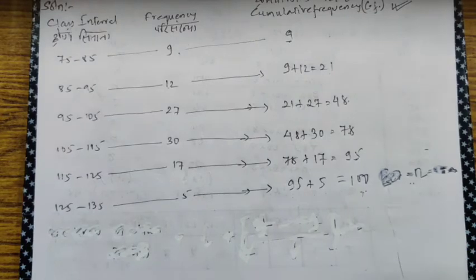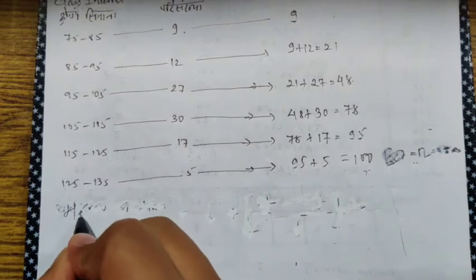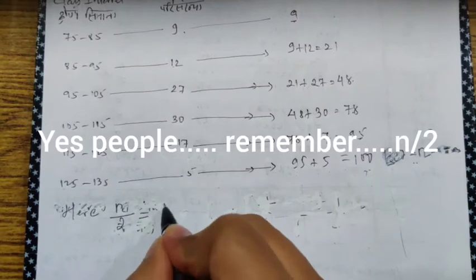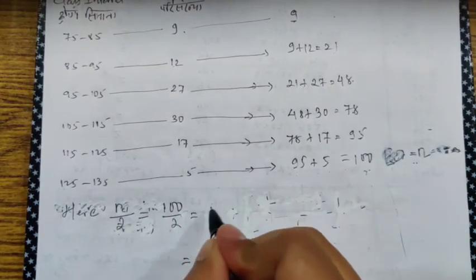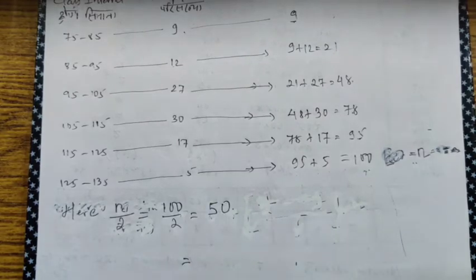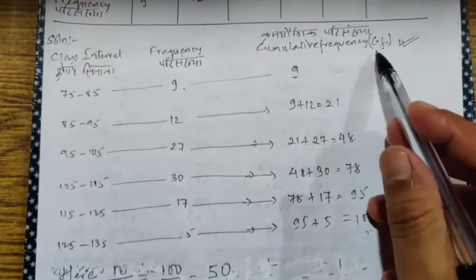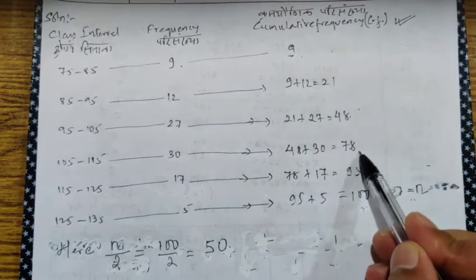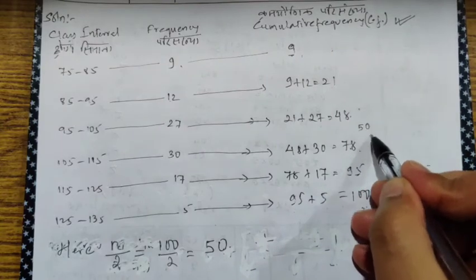Okay, let's be very precise in how it's captured on camera. Here you have to find n by 2, people. n by 2 equals, n is what? 100. 100 by 2 equals 50. Okay people, so now where will this 50 fall? Let's go to the cumulative frequency. Where is this 50 falling? 9, 21, 48, 78. This 50 falls here, that small 50.